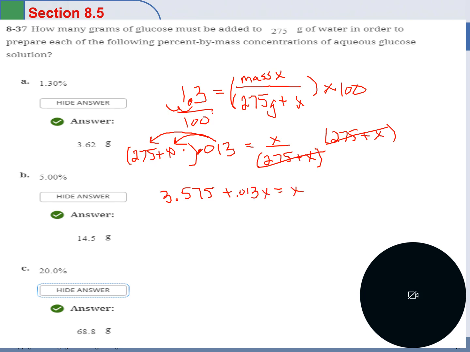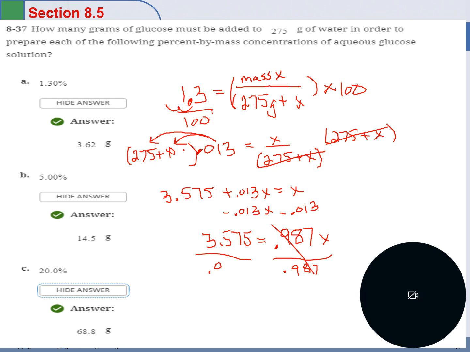Now x's are on opposite sides, so I'm going to subtract 0.013x to get all my x's together, minus 0.013, and 3.575 is equal to, I believe it is, hold on, let me look at my calculator, 0.987x. And then I just got to divide by 0.987, gets my x all by itself.